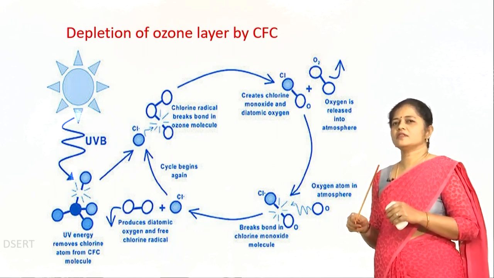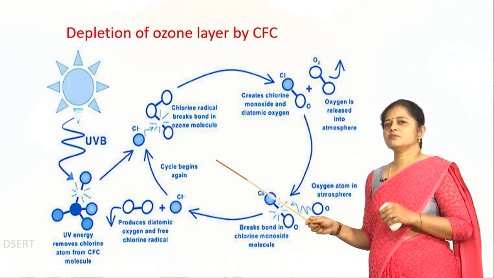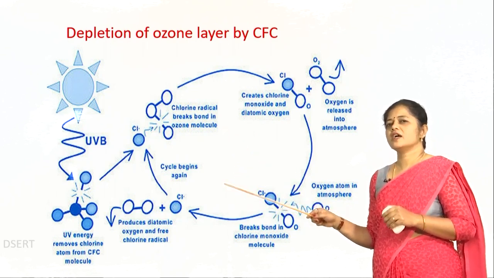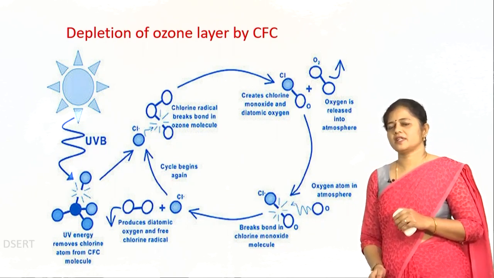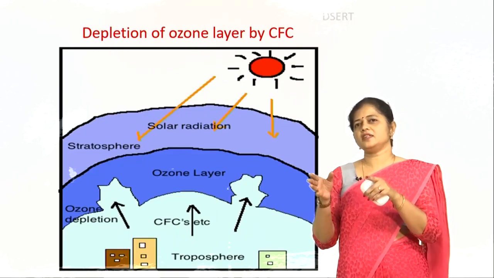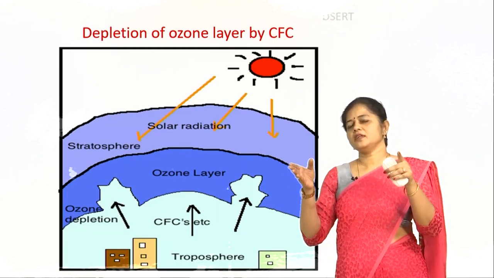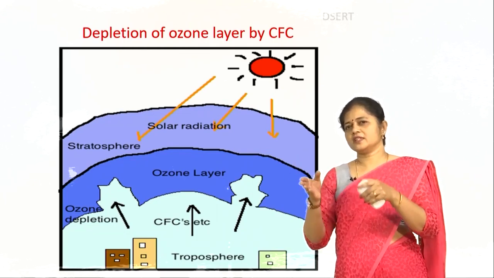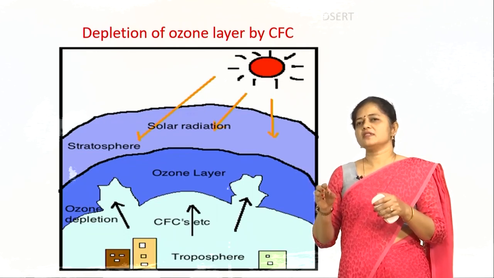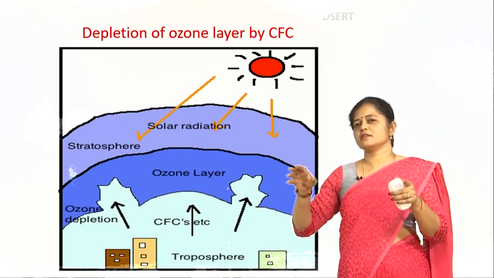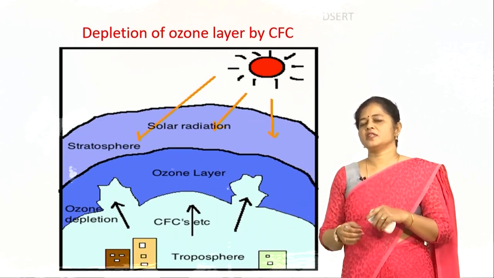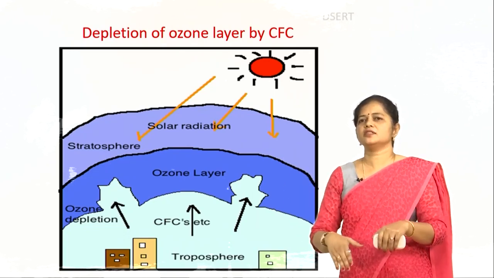The CFC will release the chlorine, which will in turn decompose the ozone molecule into oxygen, the normal oxygen, which will not have the capacity to filter the UV rays. Now what happens if the ozone layer is damaged? Now you can see there are what are called the holes in the ozone layer. In this picture, there are certain patches in the ozone layer where it is empty. That means in those places, the ozone has been converted into oxygen, which doesn't have the capacity to filter the UV radiation. That means the UV radiation can directly enter into our atmosphere.